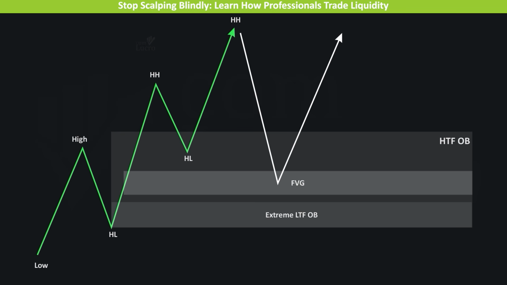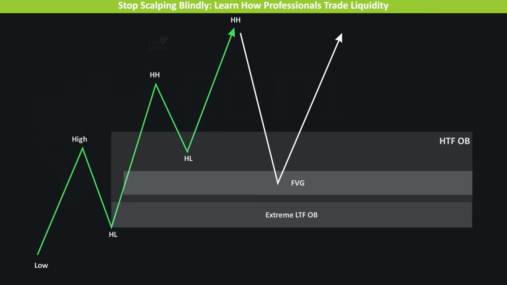As mentioned earlier, on time frames such as the 15-minute or 5-minute chart, price is much more likely to react to the fair value gap that appears above or below the order blocks and reverse from that gap before reaching the extreme lower time frame order block. Using lower time frame fair value gaps as entry points can be highly effective.